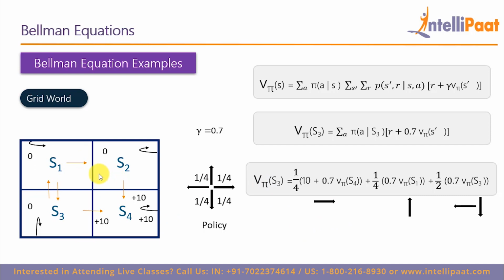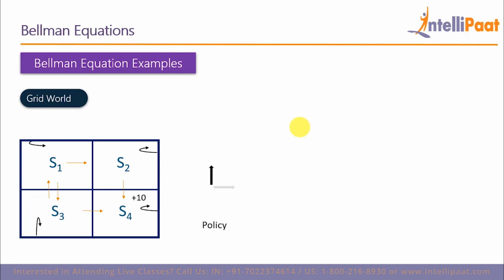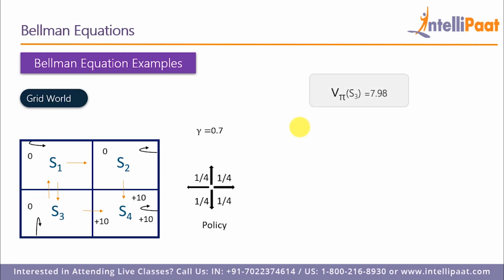So now let's calculate it for all the states. These are the 4 equations that you will get when you calculate the state value functions for all of these states. Once you have these 4 equations, you have a system of linear equations, 4 equations and 4 unknowns, and you can solve it using matrices, or you can use online calculators to solve this system of linear equations. After you solve these equations, you'll get the value for each state.